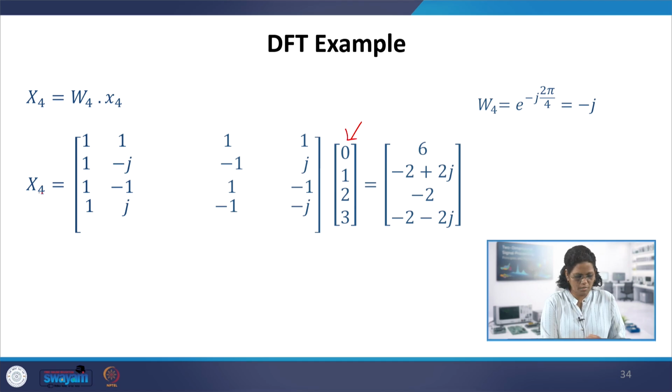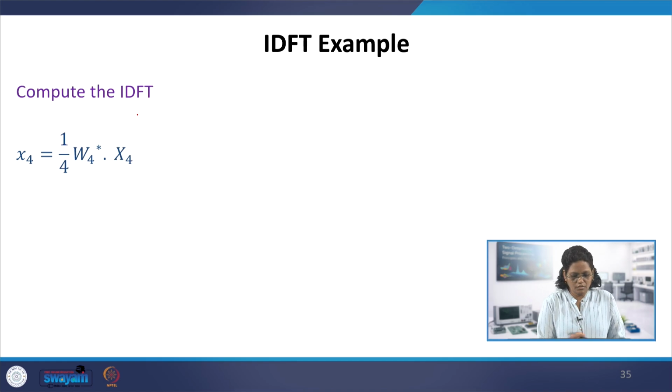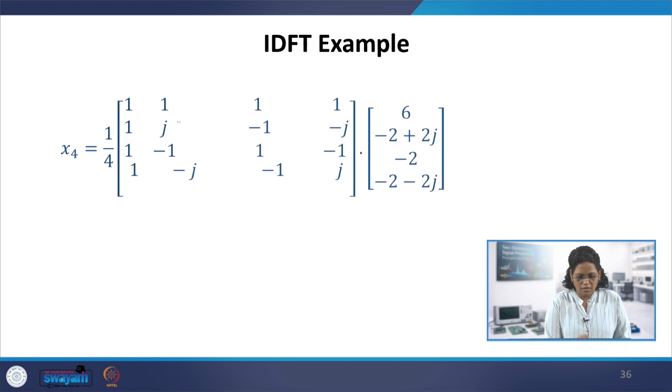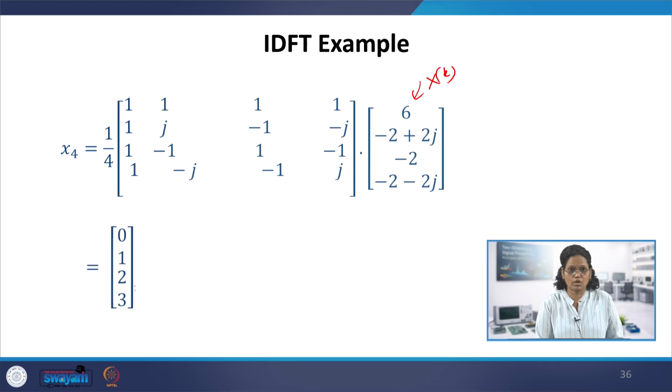Multiply the samples x of n, the 4 samples we had, and obtain the spectrum: 6, minus 2 plus 2j, minus 2, minus 2 minus 2j. So multiplying it simply. And for computing the IDFT from the spectrum, we take this matrix, the complex conjugate transpose, that is the inverse, and 1 by N. WN inverse is this matrix. This is simply the complex conjugate matrix of W4. Take the X of k samples and multiply them, and you get the samples 0 1 2 3 here. So this is how the transformation simply using the twiddle factor matrix can be done.